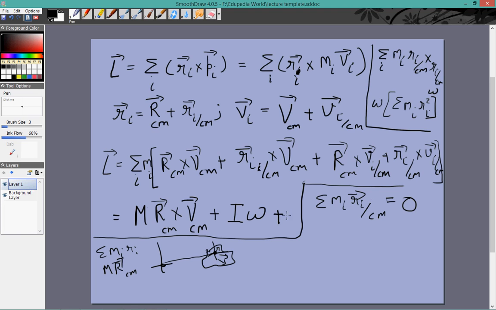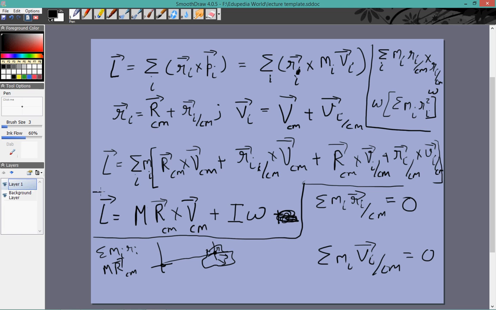Summation mi/ri will be the position of the center of mass, but if we are taking everything with respect to the center of mass, the center of mass is at the origin, so this term will turn out to be 0. Similarly, in this term, RCM will come out common, and we get summation mi vi with respect to CM, which is again 0 by the same argument. Summation mi vi will be mass times the velocity of the center of mass. But the velocity of the center of mass in the center of mass frame is always 0, right? So these two terms cancel out to be 0.